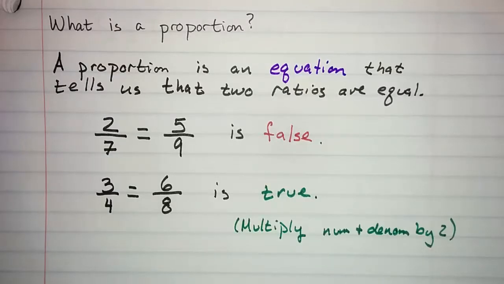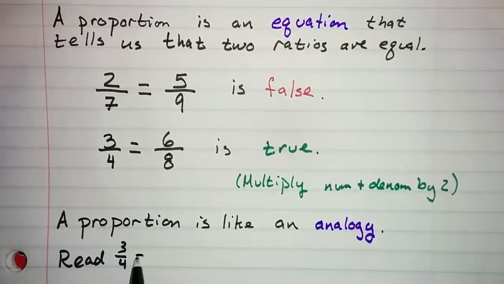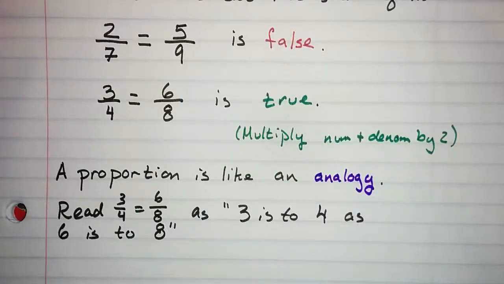How do we understand proportions? We can understand a proportion as being like an analogy. We can read my true proportion up here, 3/4 equals 6/8, as 3 is to 4 as 6 is to 8.